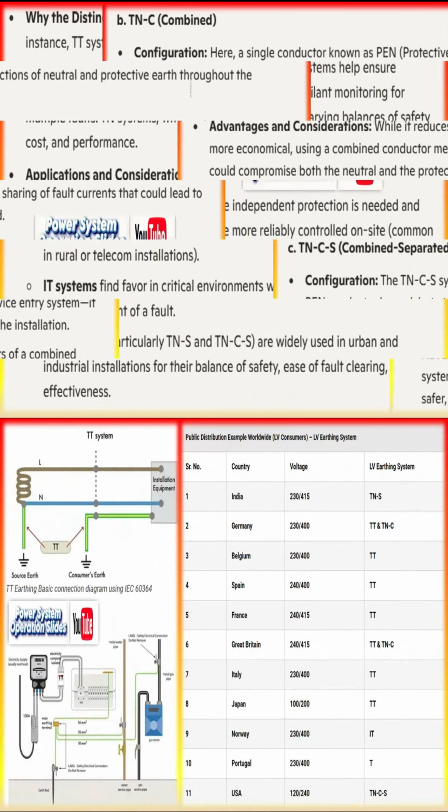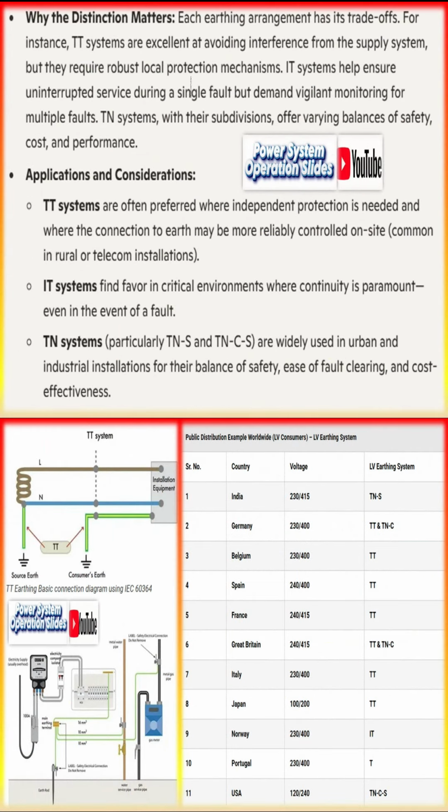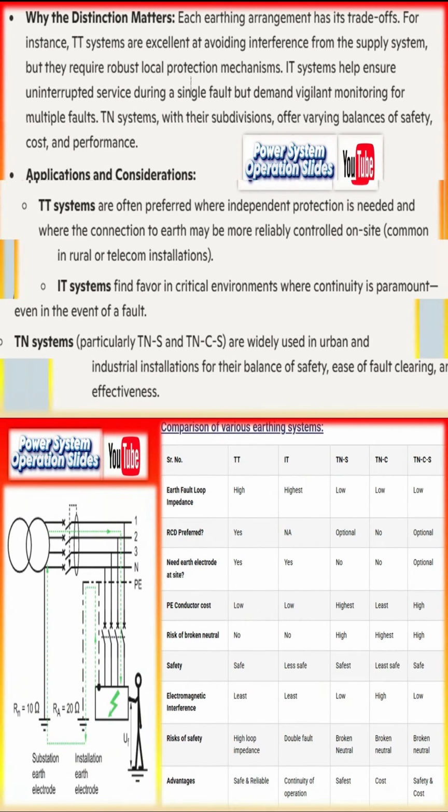Key considerations: the strength of an IT system is in its continuity of service, particularly valued in environments where a momentary shutdown would be problematic, e.g., hospitals or power generation plants. However, this same feature means double faults need to be identified and cleared quickly to prevent hazardous conditions.